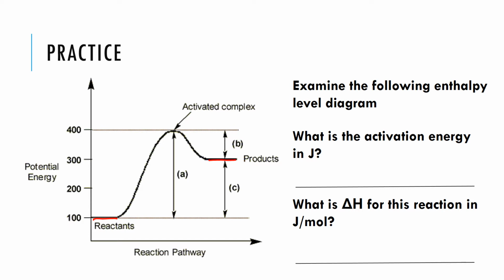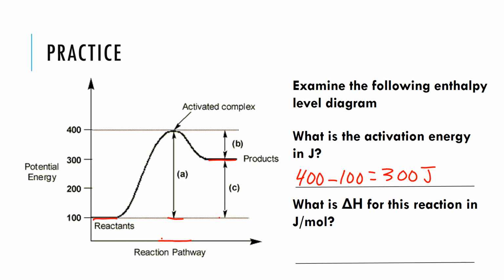So if we want to determine what the activation energy is, again, we go from the line representing the energy of reactants to the top of the hump. The top of the hump is at an energy of 400, and the energy of the reactants is at an energy of 100, so the activation energy for this reaction would be 300 joules. Now again, we're not going from the x-axis, we're starting at the energy of the reactants.